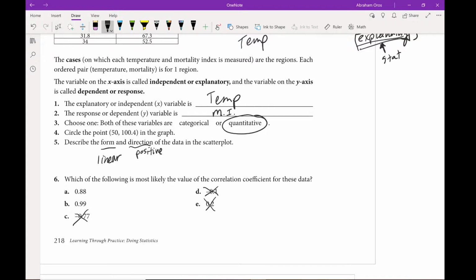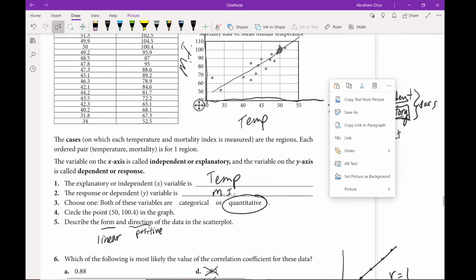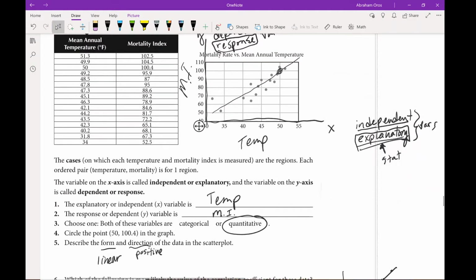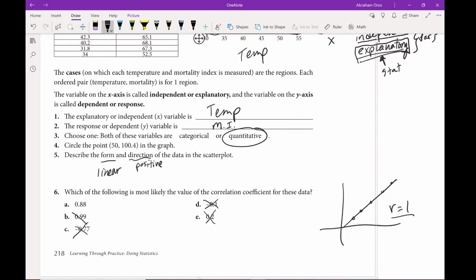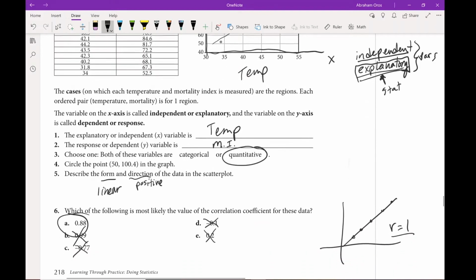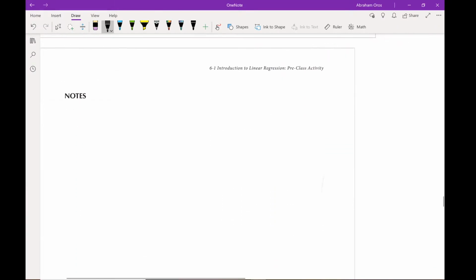Now for 0.99, we're left between those two. Let's think again: if I have a line and the dots are pretty close to it, or they're on it, that is r equals 1. 0.99 isn't much different than 1. It's pretty darn close, and we do not have anything that looks like it's exactly on the line, right? So we can eliminate that one. And that leaves us with 0.88, and that looks about right.